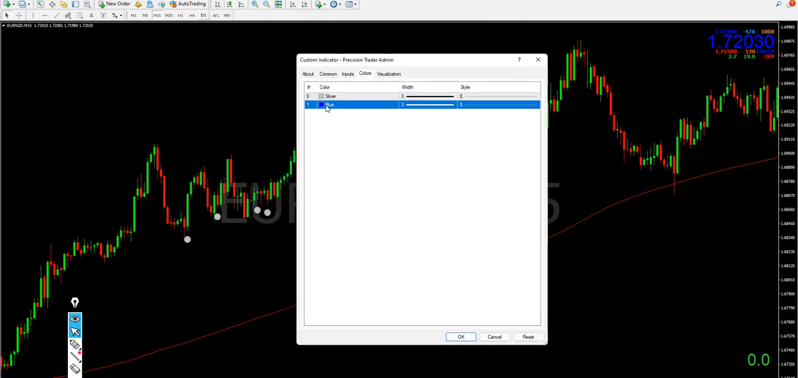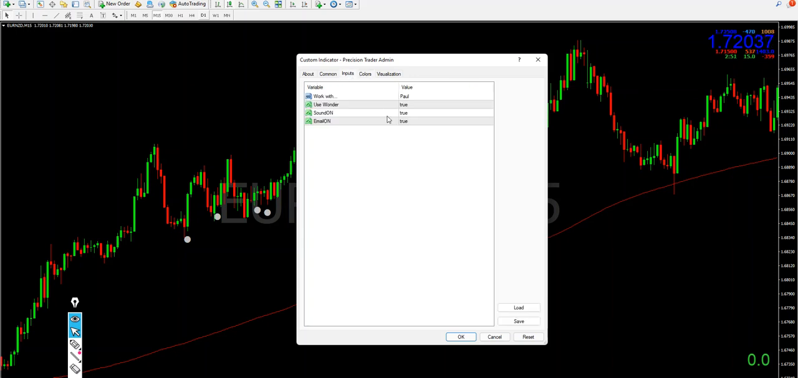I have obviously chosen to have it as blue and silver. The silver looks white, but whatever you choose, try and stick to this color so that when I'm looking at your chart and you're looking at mine, we know we're on the same page. If we go to input, you can see here, it's Paul.